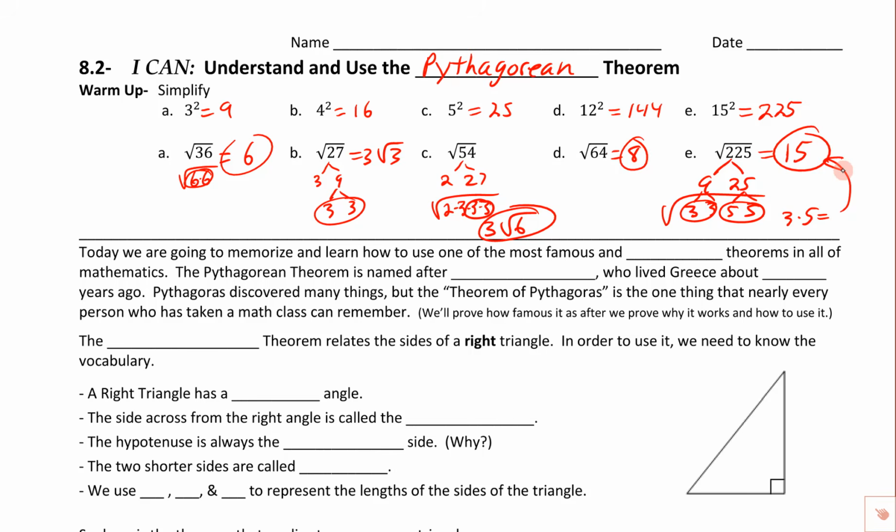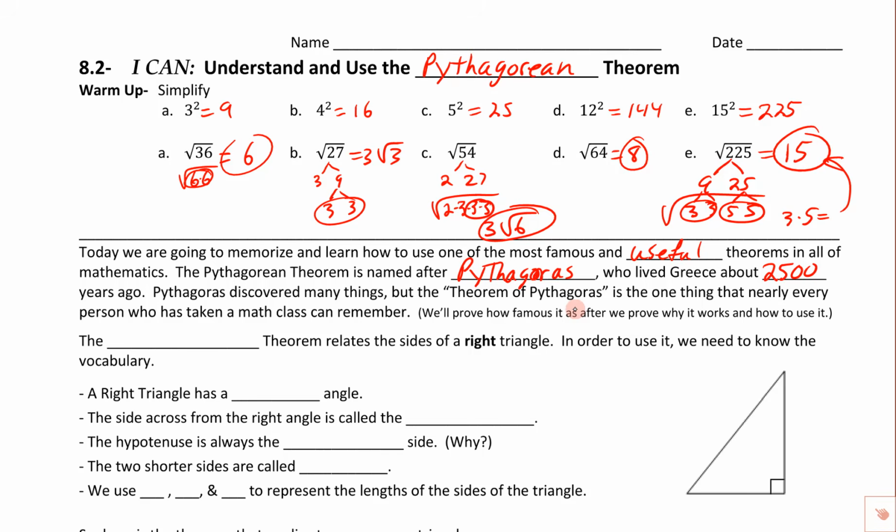So today what we're going to do is memorize and learn how to use one of the most famous and useful theorems in all of mathematics. And it's called this because it's named after the guy who discovered it. And his name was Pythagoras. So we call it the Pythagorean theorem. And he lived in Greece about 2,500 years ago. Now, Pythagoras discovered a whole bunch of things, but the theorem of Pythagoras, as it's sometimes called, is probably one of the most famous things that he did.